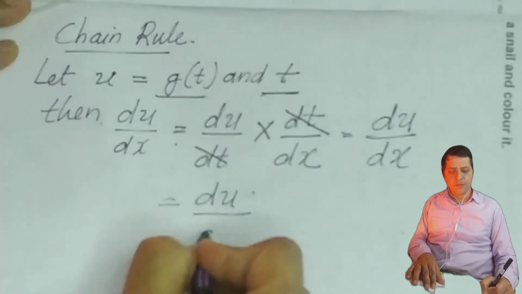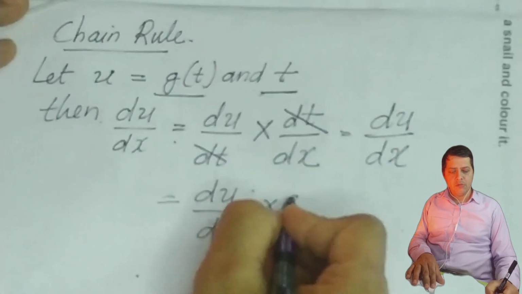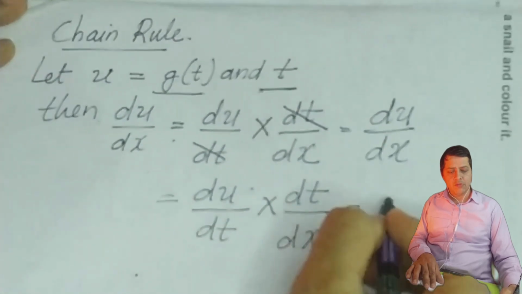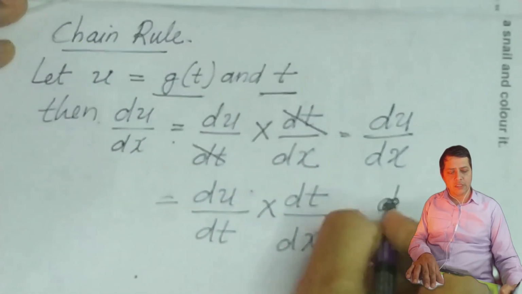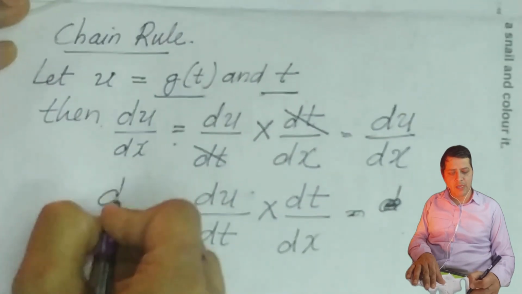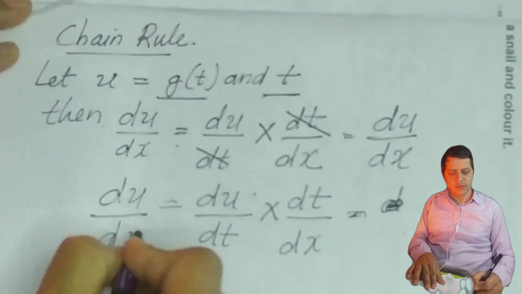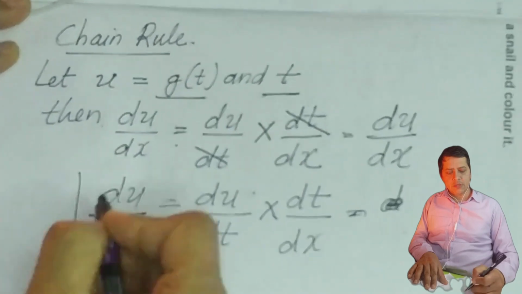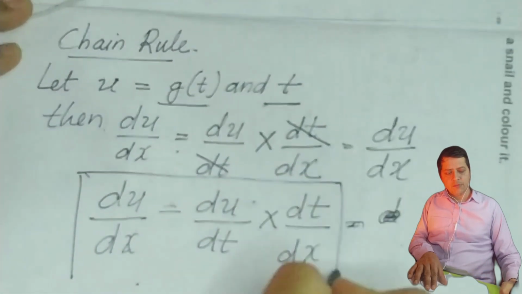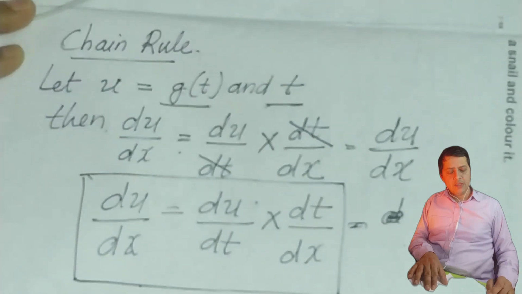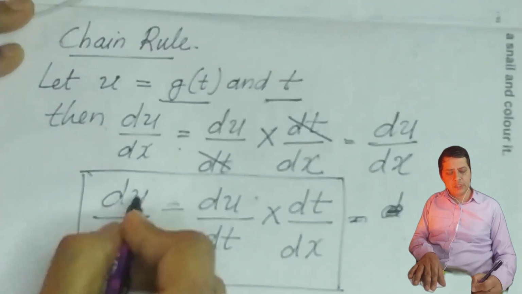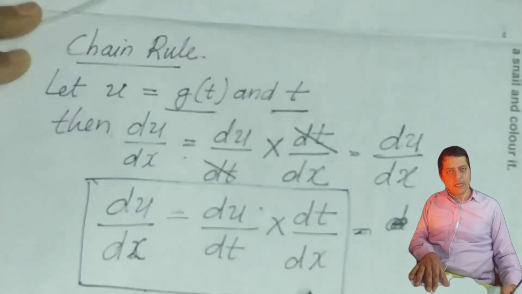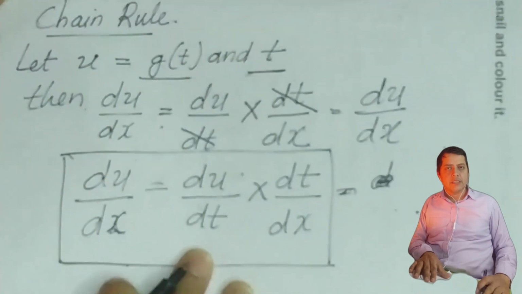du by dt into dt by dx, which is equal to du by dx. Did you understand this chain rule, my friends? So this is called the chain rule. If you apply this chain rule, then you can make any function into this du by dx format. Once you make it in this format, then you can go for applying other rules and getting your answers derived.